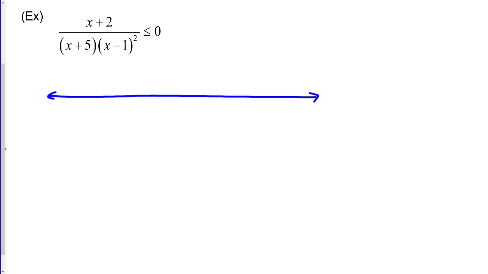So the zeros and asymptotes. I have a 0 at -2, and I have an asymptote at -5, and I'm going to mark that as an asymptote. And I also have an asymptote at +1. The reason I'm marking those as vertical asymptotes is because no matter what, I cannot include those two values as part of my solution. So I'm going to go ahead and right now put them as open circles, just to remind myself that no matter what I do, that can't be part of my solution.